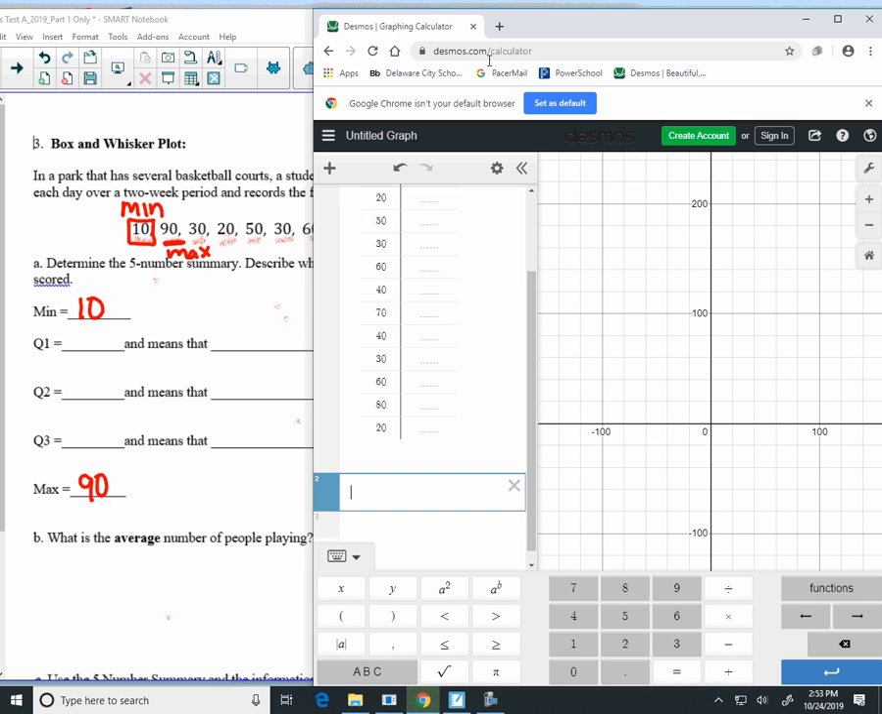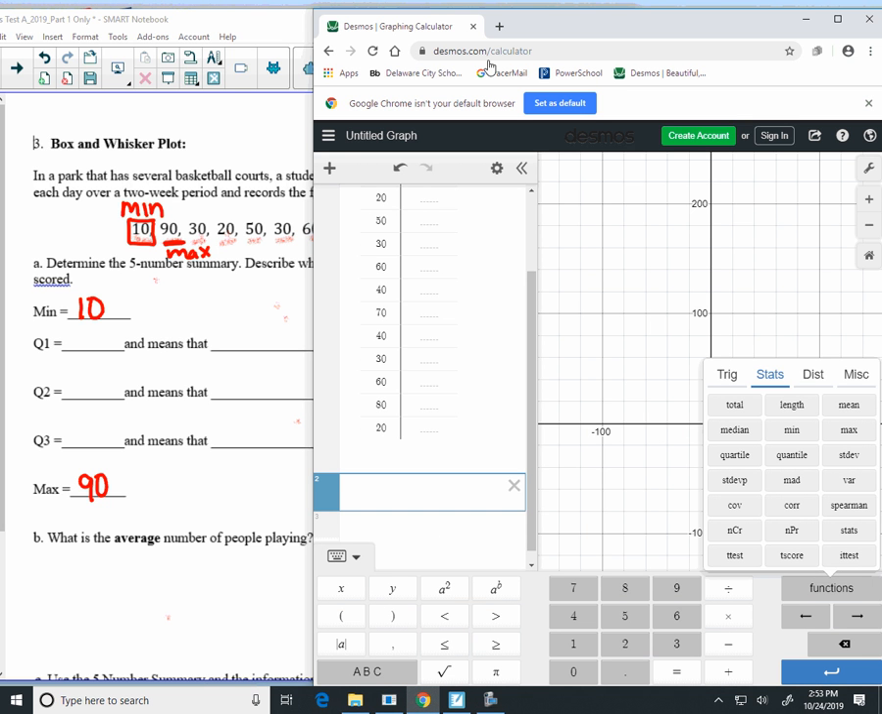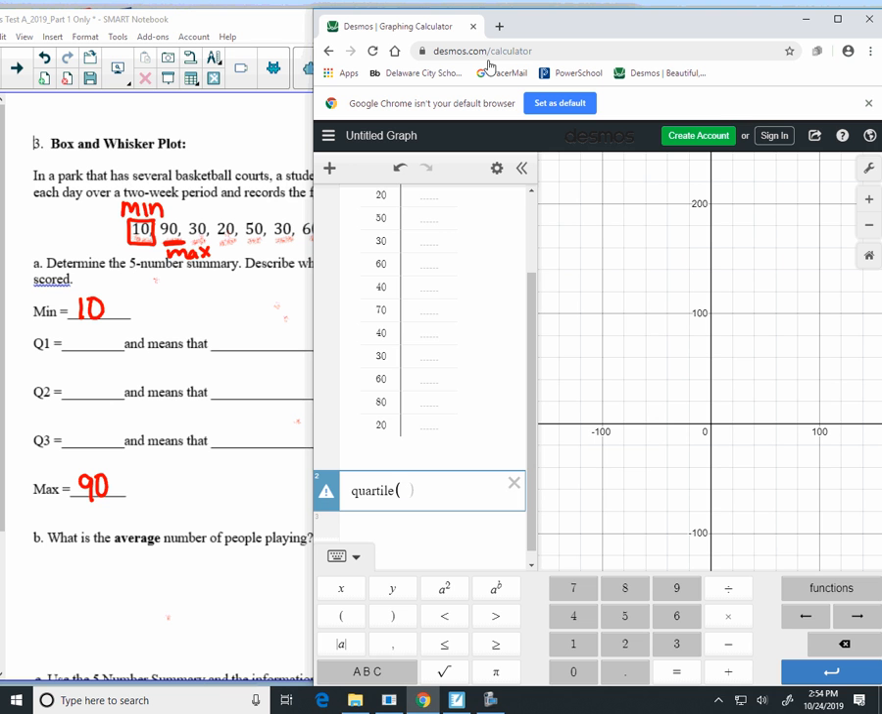So we're going to be over in the functions again in the stats menu. You have to be careful because there are two buttons right next to each other that look very similar. There's quartile and quantile. We want quartile. And we're going to use x1. We want quartile 1 of x1. And let's see if I can remember the order we need here.